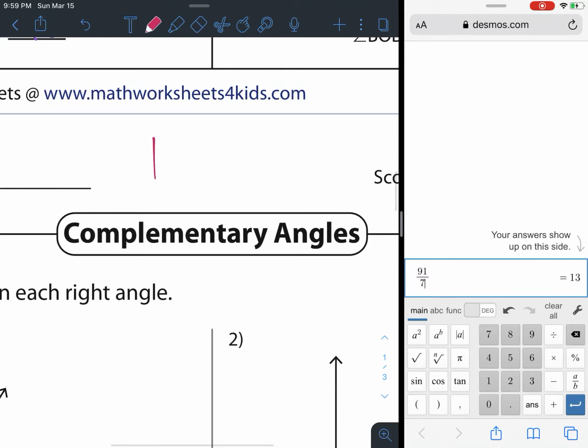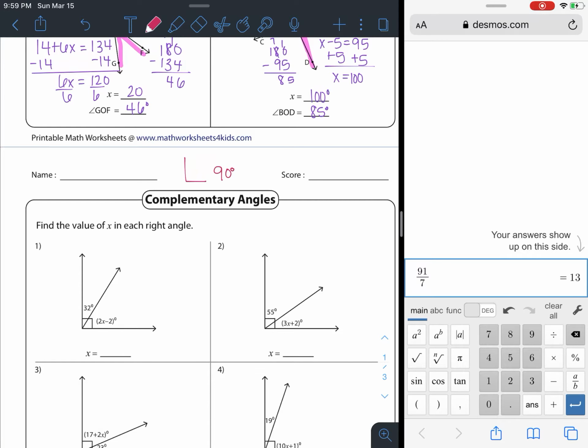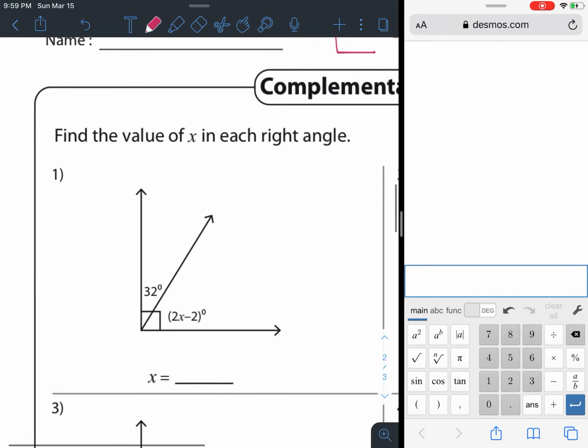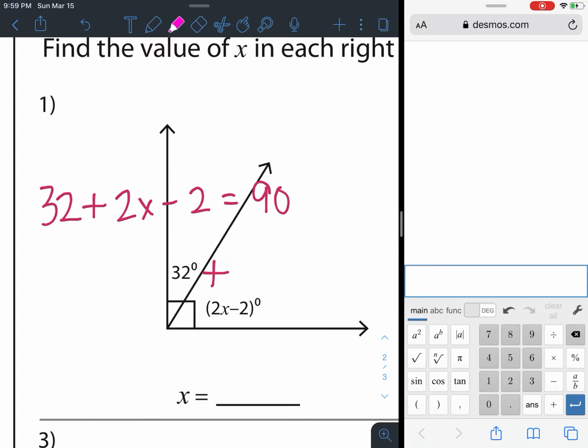Remember, complementary angles form a corner, so they're 90 degrees. So all of these angles on this page have to equal 90 degrees when you add them together. Number 1. Again, that means we're adding them together. So 32 plus 2x minus 2 equals 90. First step, combine like terms. 32 minus 2 gives us 30, plus 2x equals 90.